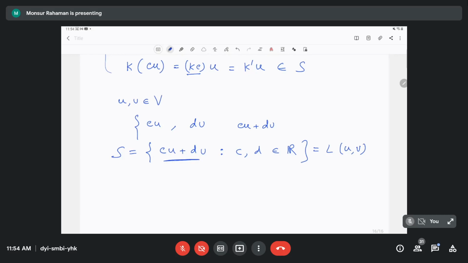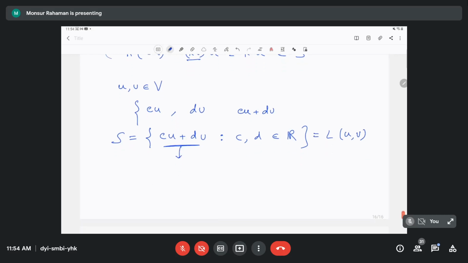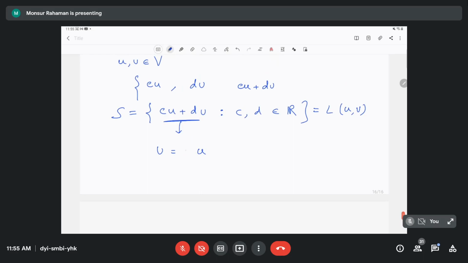But here there is a problem. What about this: v is already found by multiplying some constant with a vector, say k u. Then cu plus dv, with v equal to k u, becomes c plus dk times u. This is nothing but a constant, a new constant, c prime, times u. So it will become only L of u. L of u and v has no meaning.